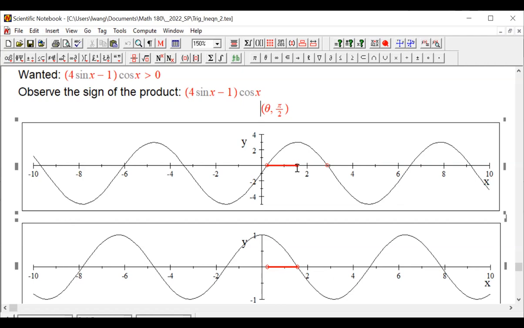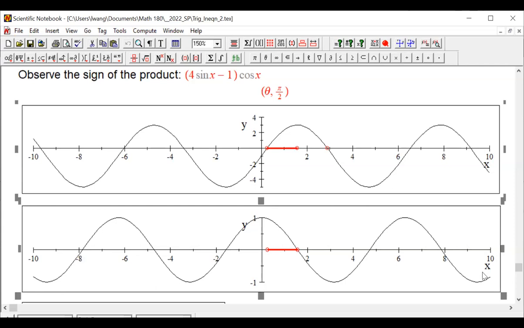And from pi over 2 to here, you can see this whole thing is positive, but this piece is negative, right? So from here to there, this piece is positive, but this piece is negative. Positive times negative is negative, right? But this piece is negative, and this piece is negative, okay? So negative times negative is positive. So we see there's another piece from this point, which is pi minus theta. So there's a pi minus theta on this piece, on the cosine curve, right?